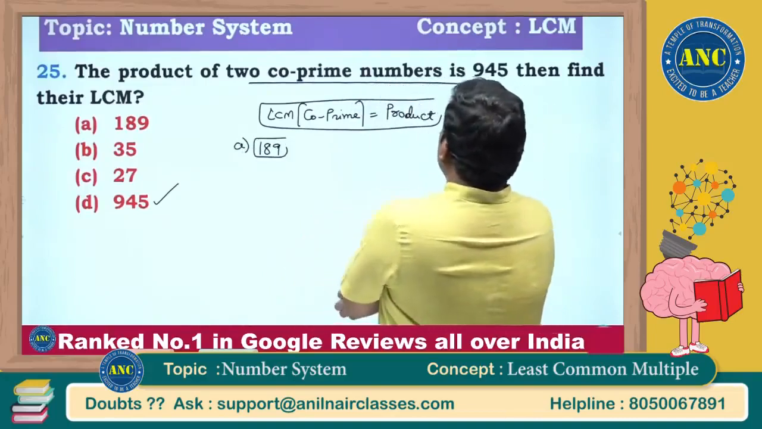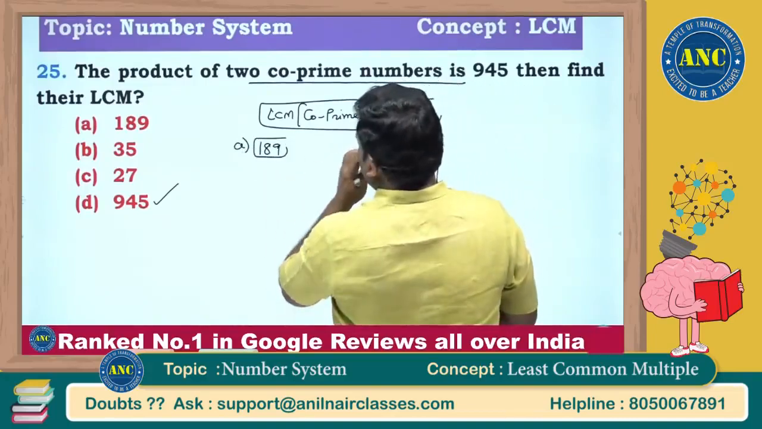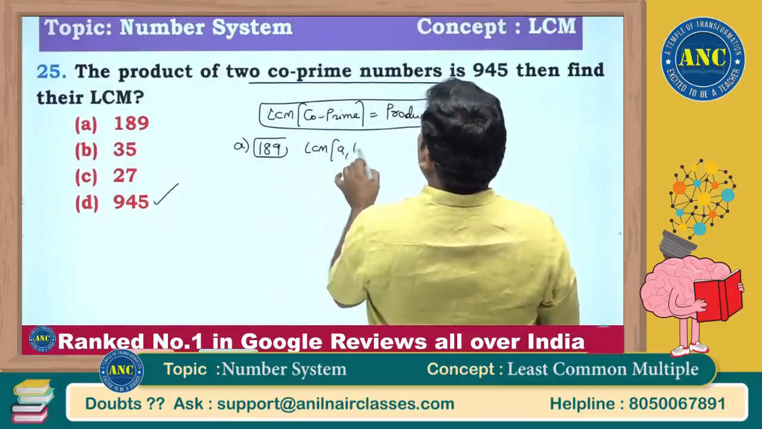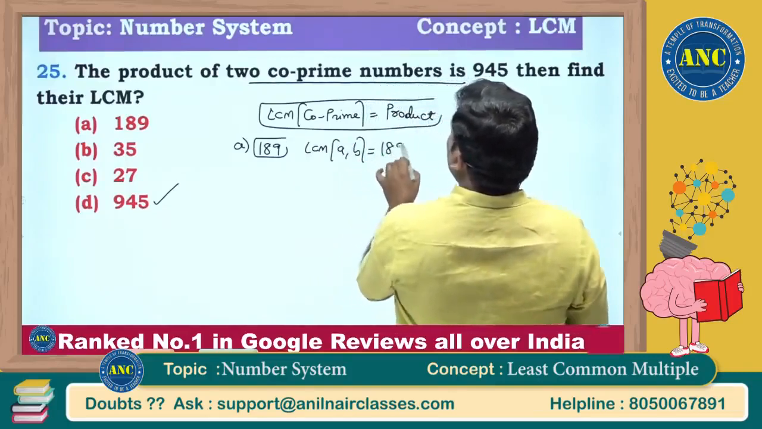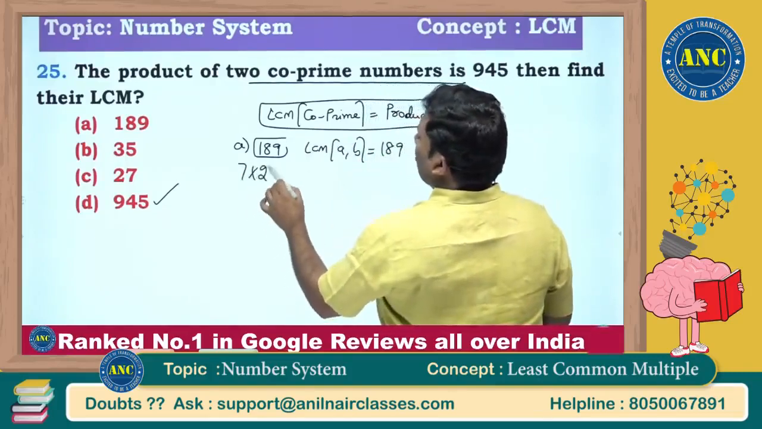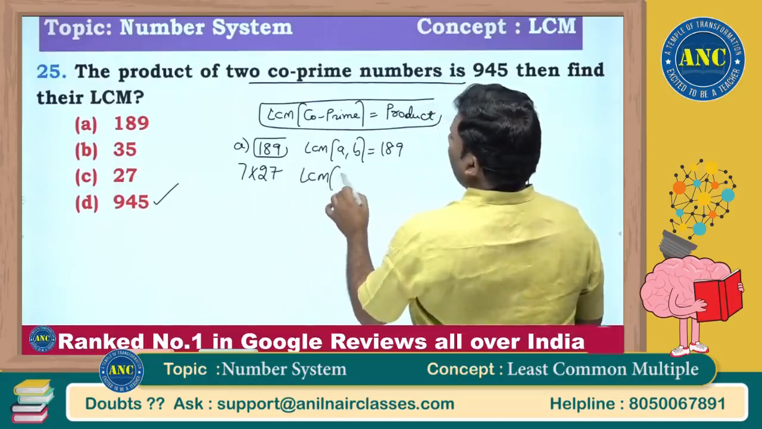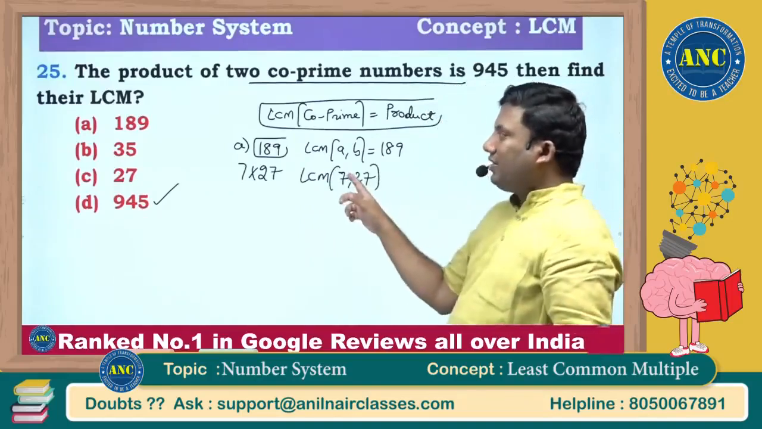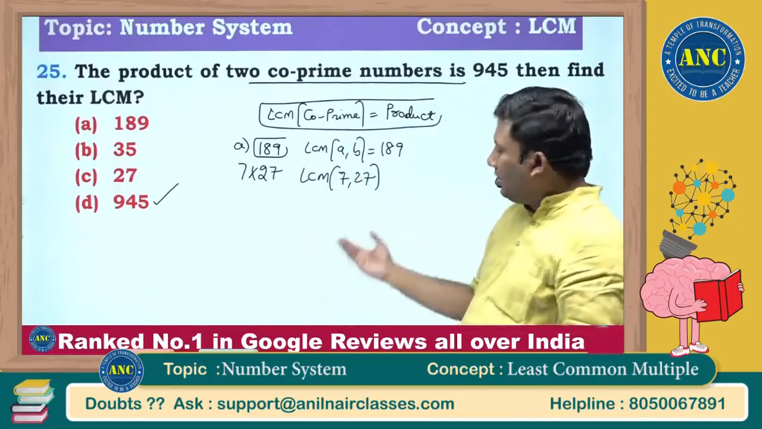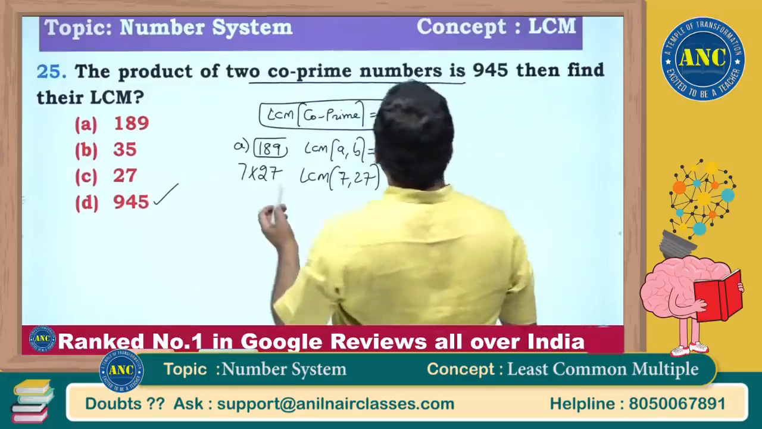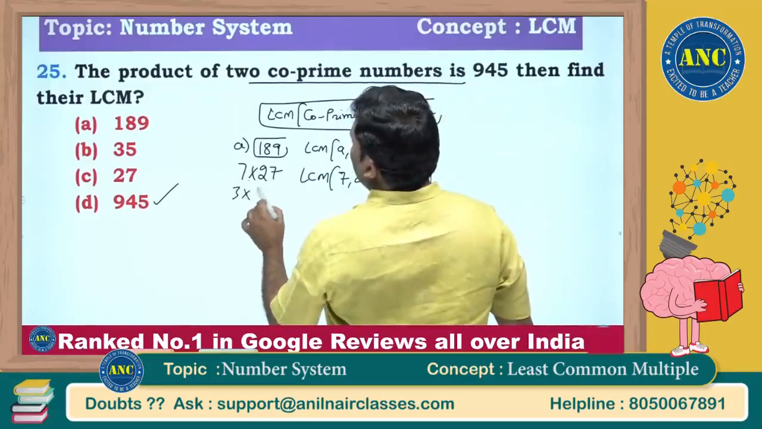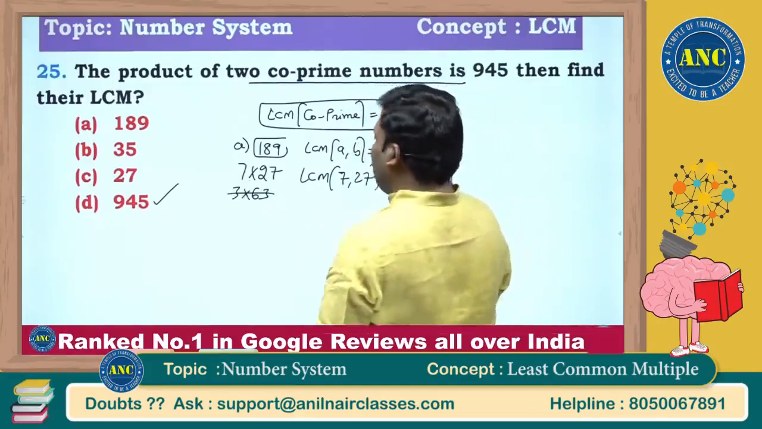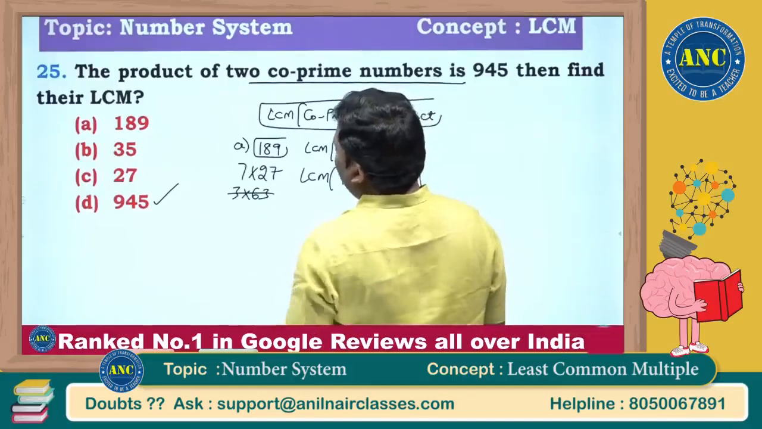Even if you take the first option, suppose I take 189. The LCM of A, B is 189. 189 can be split into 7 into 27. The LCM of 7 and 27 is the product. Another case: suppose 3 into 63. They are not coprimes. Like that you can enumerate a lot of cases.